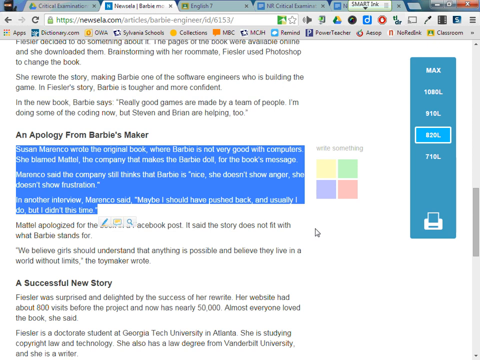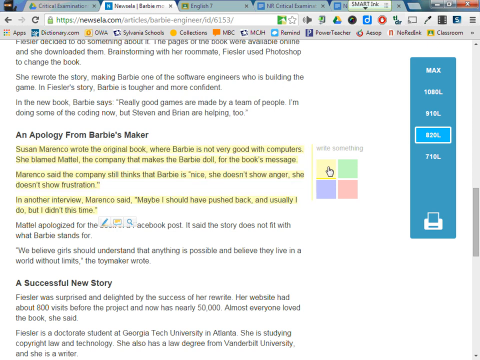Those are testimony. New Zealand is a fantastic web resource. It allows me to highlight. So as I've highlighted this, I can click the yellow, and I can even write something. Testimony. And then I know exactly what that is. Come back to it, testimony. In fact, if you were to log out and then log back in, your highlights would still remain.